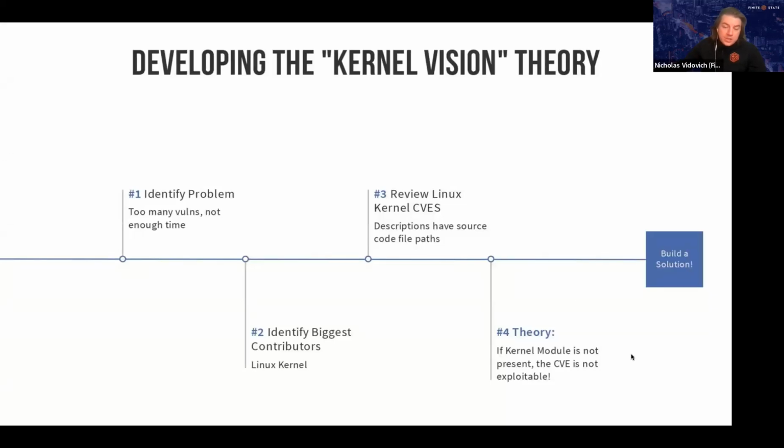that can tell us ultimately which module those belong to. So the theory behind kernel vision is, we've identified the problem. There are so many vulnerabilities, there's not enough time to investigate all of them. The Linux kernel is the biggest contributor. And then looking at the CVEs, we see that their descriptions have source code file paths. So the theory is, if the kernel module is not present, the CVE is not exploitable.